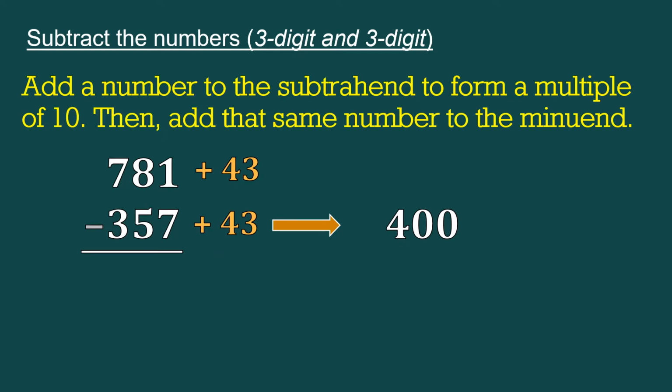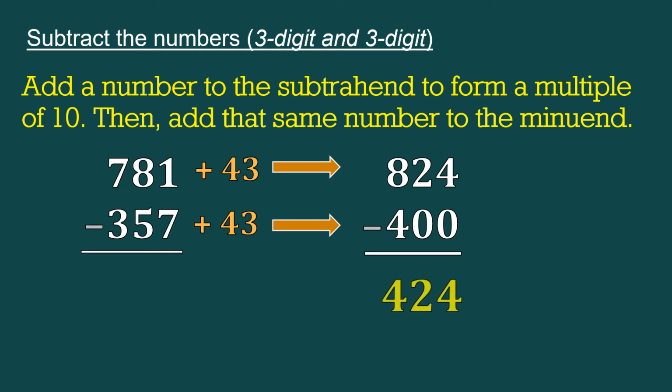781 plus 43 makes 824. Then, subtract the newly formed minuend and subtrahend. 824 minus 400 is equal to 424. So, 781 minus 357 is equal to 424.